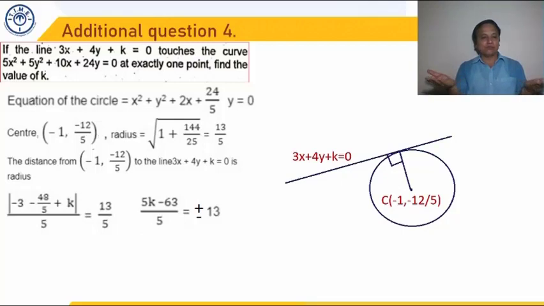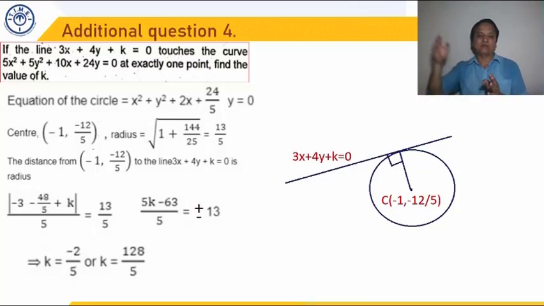1 5 in the denominator on both sides will cancel out. Second 5 is from the modulus bracket. K minus 3 minus 48 by 5 is actually 5k minus 63 upon 5, and on the right hand side we have 13. When we remove the modulus, plus as well as minus sign appears. So 5 multiplied to the right hand side becomes plus minus 65.